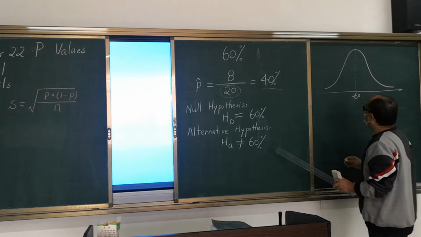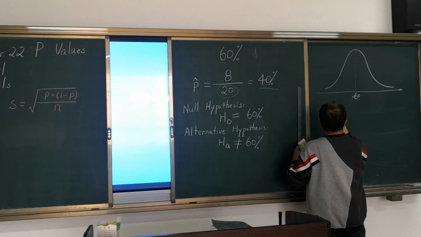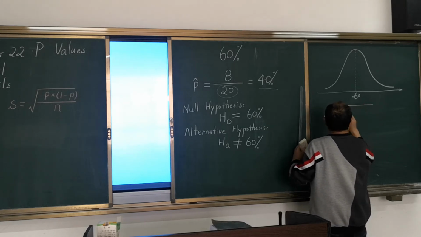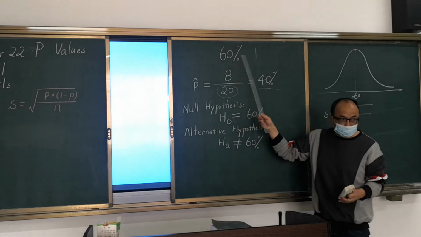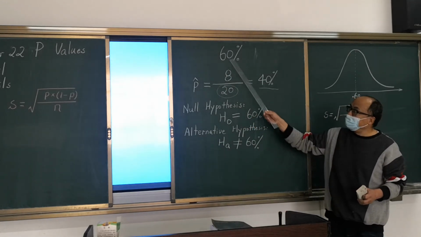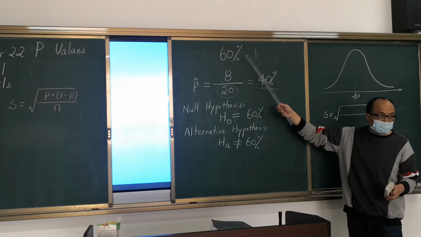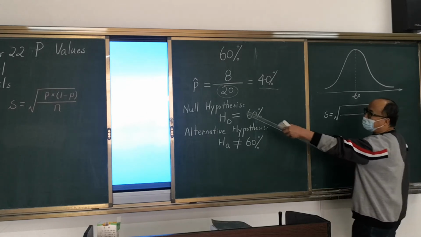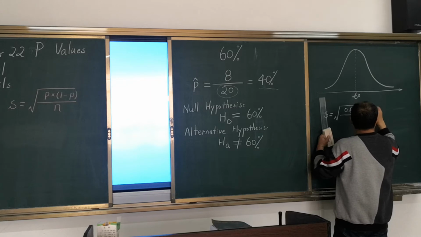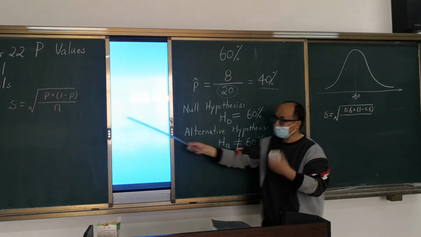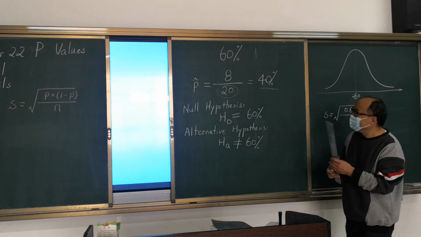So the standard deviation is this. This P we take because we are assuming this is true, okay? So we use this, not this. It's easy to make mistakes. We use this, not this, okay? So the P is 0.6, okay? Times 1 minus 0.6, divided by the n. What is n? 20.